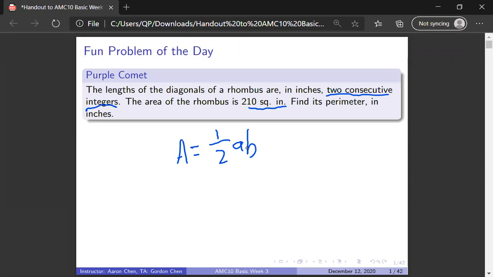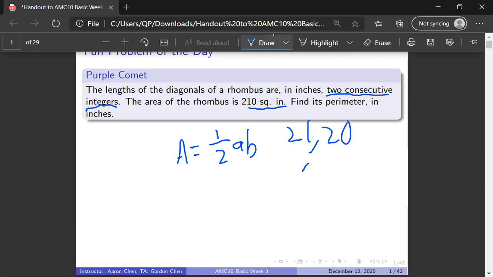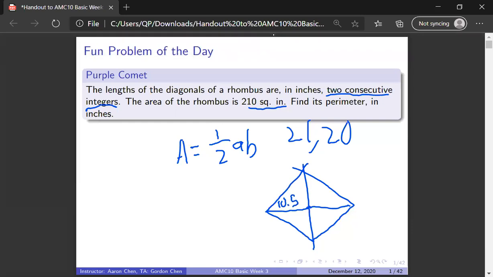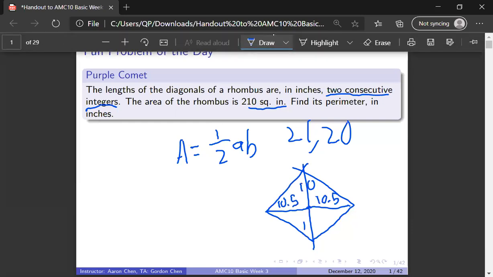Okay. Now you have that the area is 210 square inches and the diagonals are two consecutive integers. So the larger one is 21 and the smaller diagonal is 20. You can see this because 210 is 21 times 10, and 10 is one half of 21 minus 1. The rhombus looks something like this, and each of these is half of one of the diagonals. So this is 10.5 and 10.5, and this is 10 and this is 10.